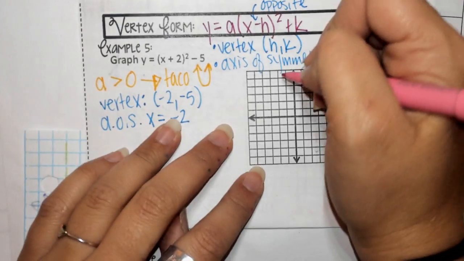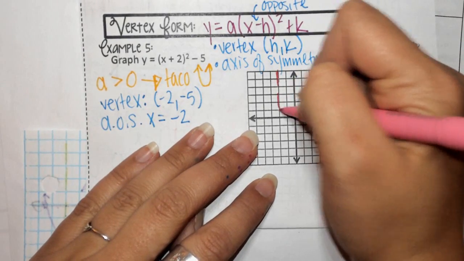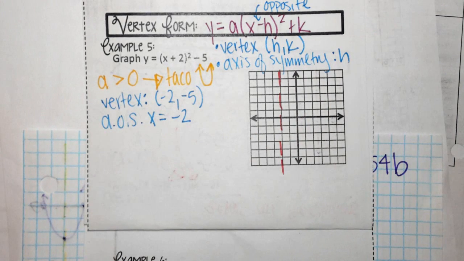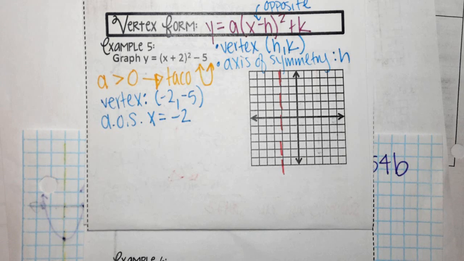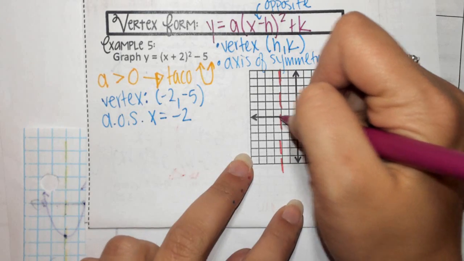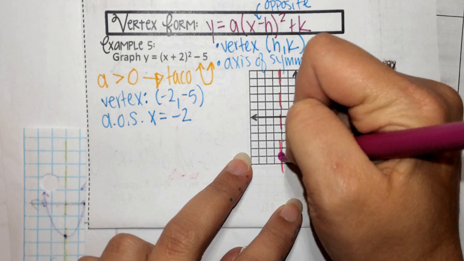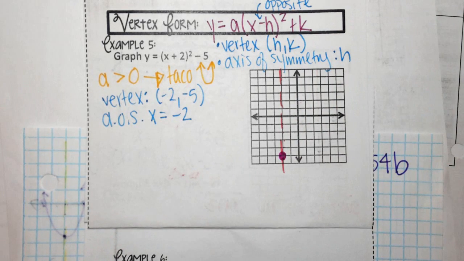Alright, so let's plot our axis of symmetry. Everybody please put a dotted line at X equals negative 2. Alright, where is my vertex? Negative 2, negative 5. So go left 2, down 1, 2, 3, 4, 5. I went left 2.